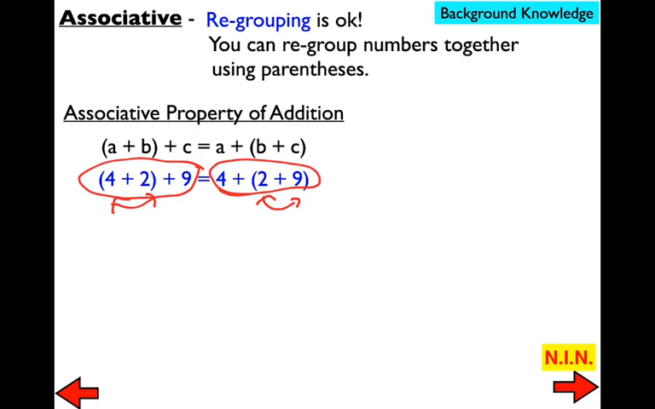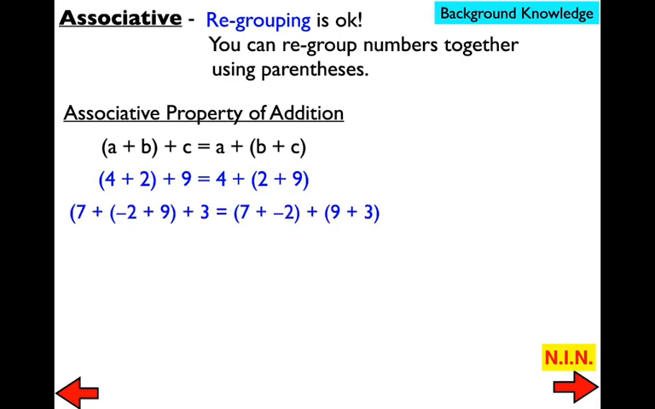And all this is telling us is that if we group around different numbers, if all we have is addition in the problem, it's not really going to matter. We're going to get the same answer. On the left side, we would get 15, and on the right-hand side, we would also get 15. And even if we use negative numbers and 4 numbers instead of 3, it's not really going to matter. The left-hand side would be equivalent to the right-hand side.